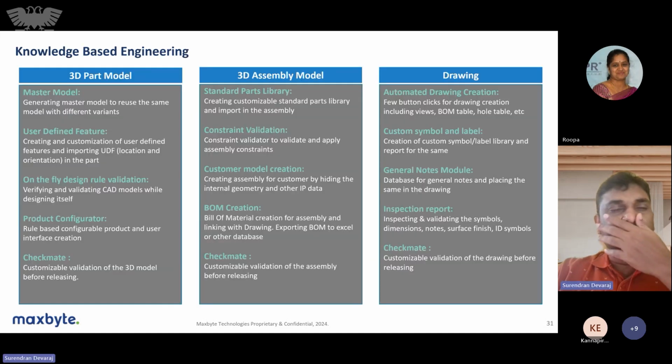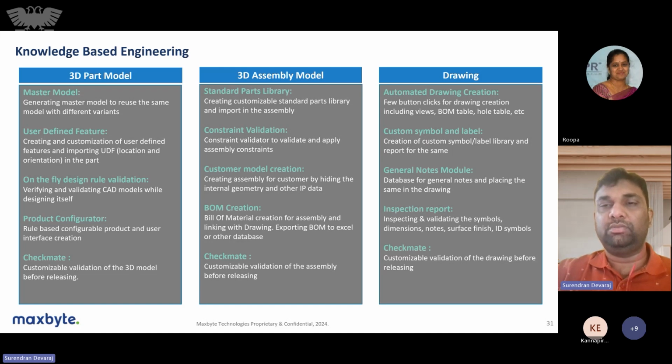And some examples of knowledge-based engineering are in terms of 3D part model, 3D assembly model, or drawing. For example, for part model, we can say master model or user-defined features. People who are in design can correlate to these concepts, terminologies or technologies displayed here. In terms of assembly, how can that assembly be made more and more intuitive, so that with one button click, I can get my drawing out of my system? That is the level of automation, or the level of data that has to be fed into the system, so that we can reduce our design cycle time much faster.